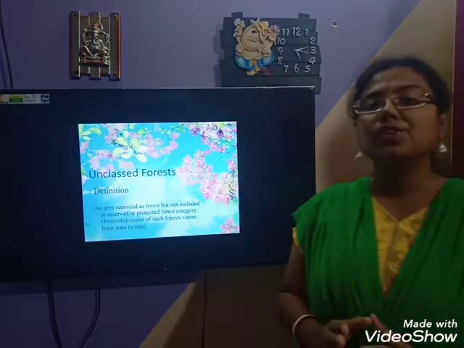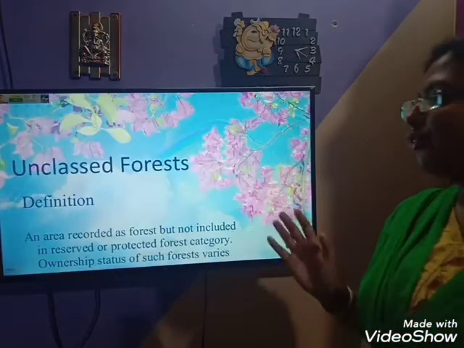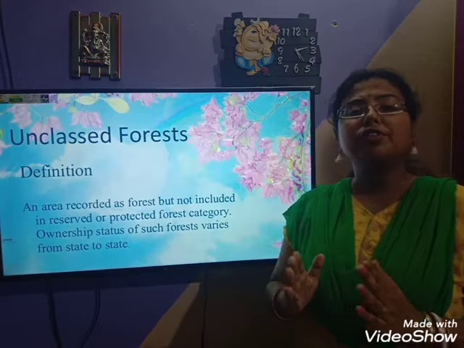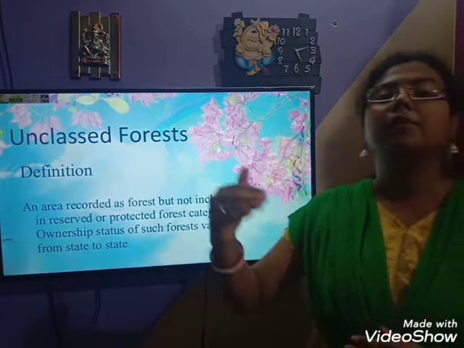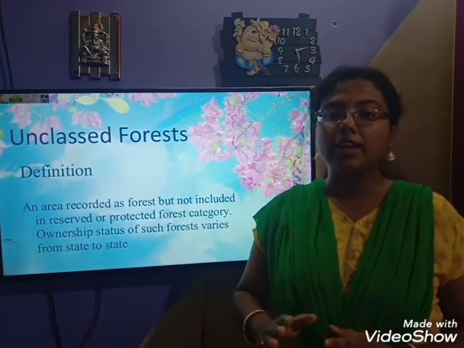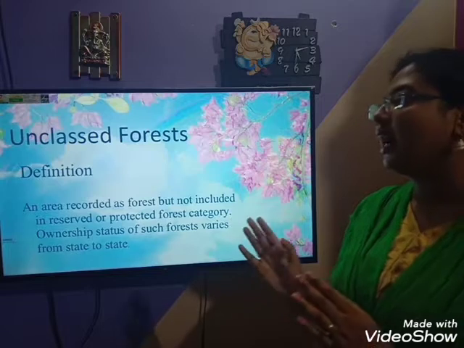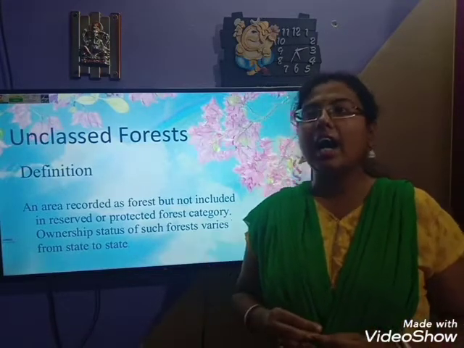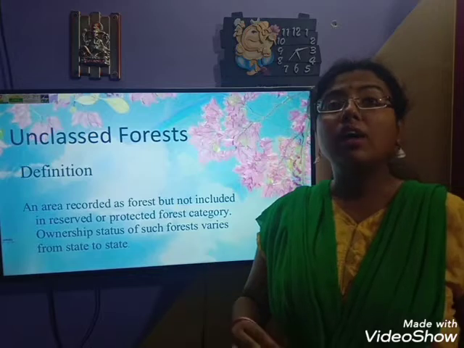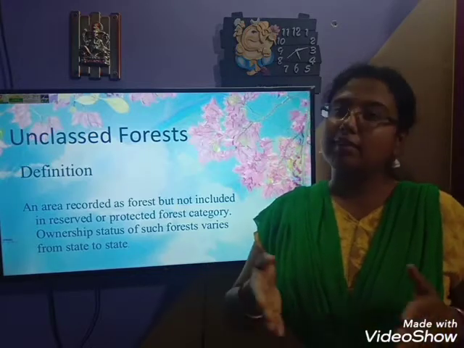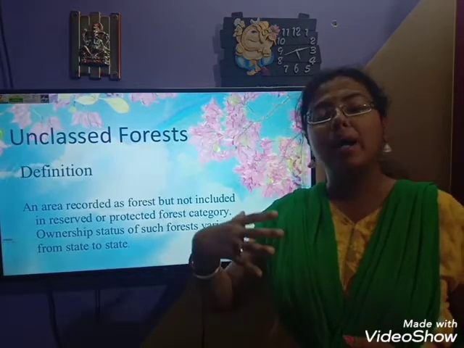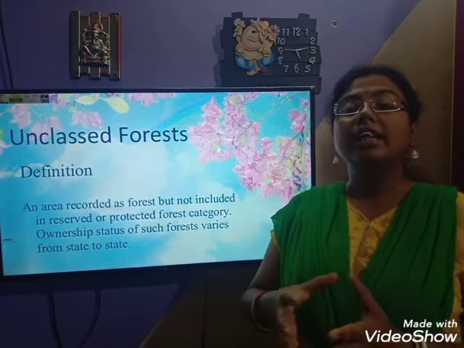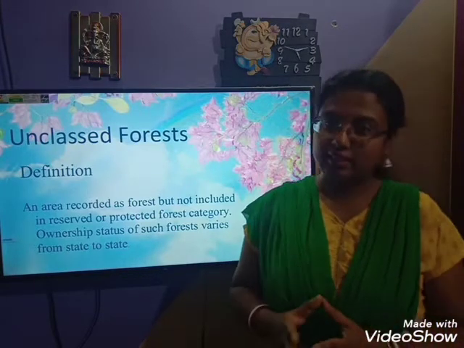Next and last one is the unclassed forest. Which are unclassed forests? The part of the forest which is not under protected and reserve forest is considered unclassed forest. These kinds of forests are under the control or taken care of by the government, sometimes the public sector or private sector, or sometimes different communities.